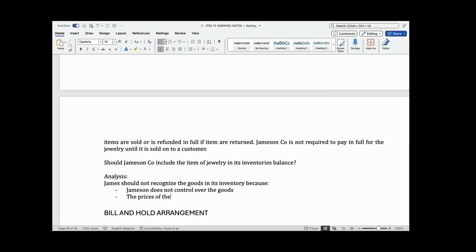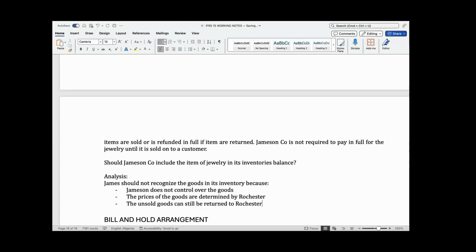The prices of the goods are determined by Rochester. The unsold goods can still be returned to Rochester. Jameson only pays Rochester when it sells the goods. So that is consignment. That's what we should look at as far as consignment is concerned.